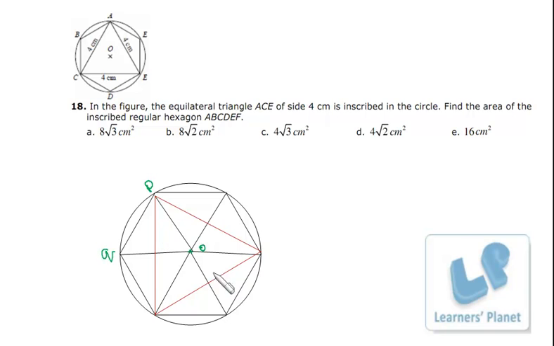And this hexagon is actually a combination of 6 equilateral triangles that you can see very well over here. 1, 2, 3, 4, 5, 6, right? So there are 6 equilateral triangles, and the side of each triangle is equal to the radius of the circle, right? So if we know the radius of the circle, we can easily find out the area of this hexagon, right? That is a combination of 6 equilateral triangles.